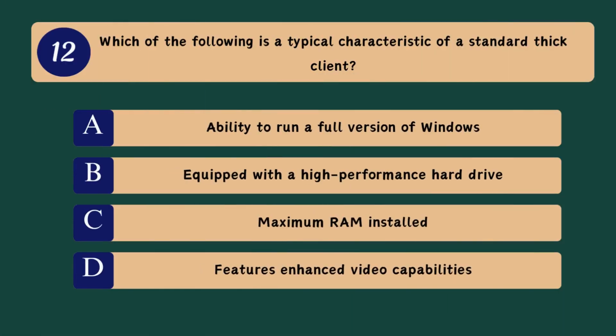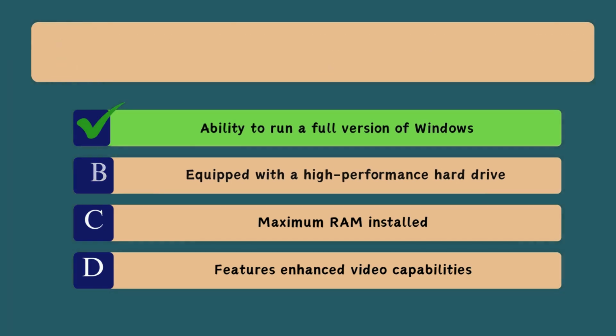Question 12. Which of the following is a typical characteristic of a standard thick client? A. Ability to run a full version of Windows. B. Equipped with a high-performance hard drive. C. Maximum RAM installed. D. Features enhanced video capabilities. Correct answer, A. Ability to run a full version of Windows.